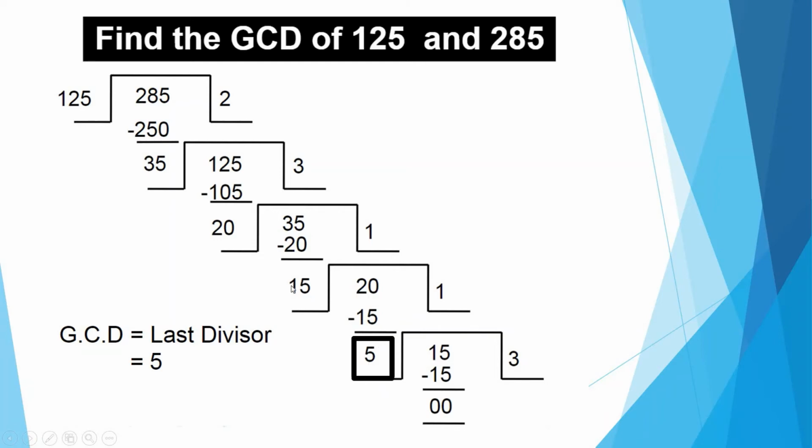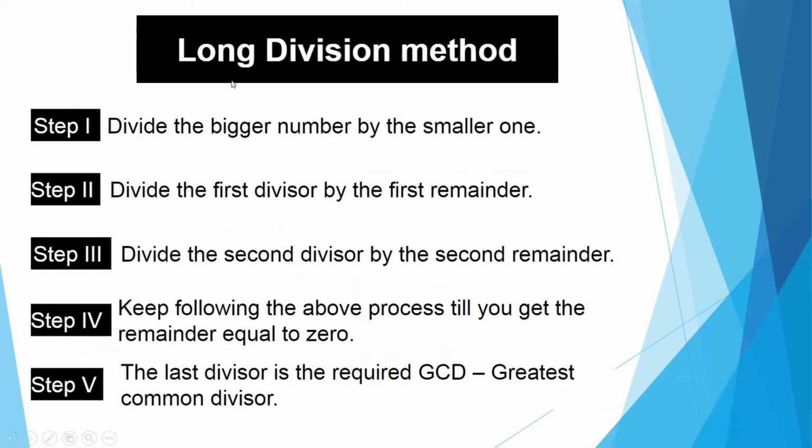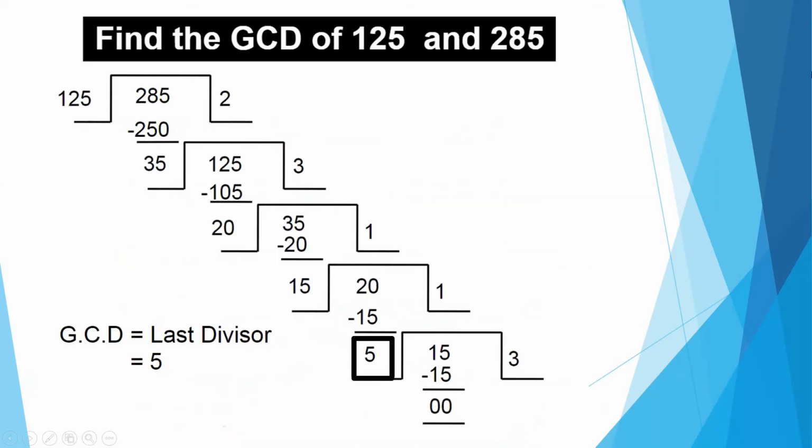Then it will be divided by the last divisor. Here we have the divisor as 15. So 5 threes are 15. When we get 0, the division stops, and the last divisor will be the greatest common divisor, or the HCF. This method is also known as the long division method or successive division method. This is the easiest method for finding the GCD or the HCF of any given numbers.